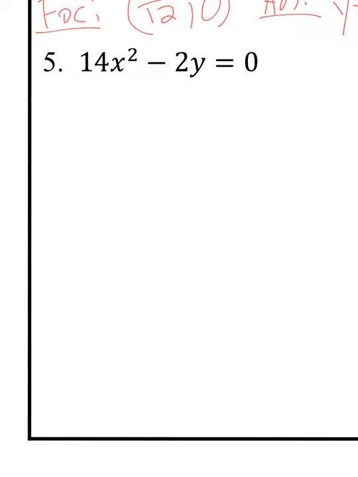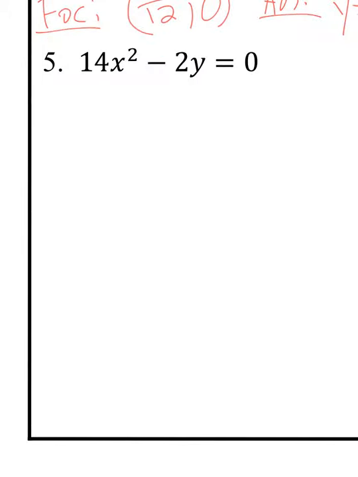Number 5, a similar example. I have 14x squared minus 2y equals 0. So I'll need to add 2y to the other side. And so the y letter does not have the power of 2 with it. So I'll want to solve for that letter. Because you'll need to say x equals something y squared or y equals something x squared. So divide both sides by 2. And then we can rearrange it.